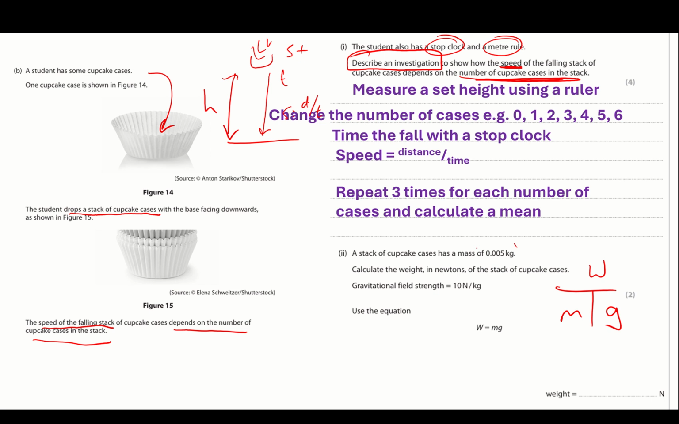Okay, so the next one is, we've got our stack of cases. The stack of cases has that mass there, no unit change. Gravitational field strength is that, calculate the weight. And we can just use exactly what's given there. We don't need to rearrange that equation. So no unit changes, no rearrangement. Multiply that together. And there we go.